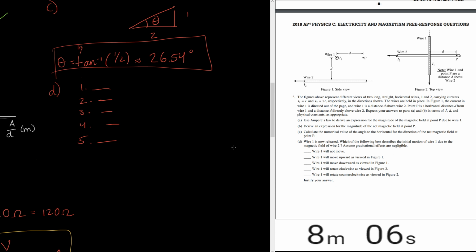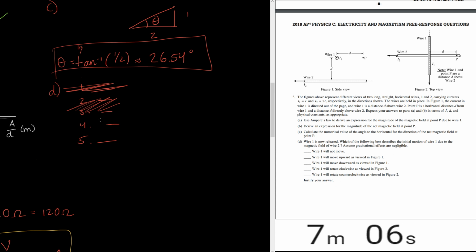So wire 1 is released. Wire 2 is going to have a magnetic field, and the magnetic field is going to spin wire 1. I see. So if we do the right-hand rule, wire 2 is going to be pushing into wire 1, and that magnetic field is going to spin it, but not in any of the given axes. Wire 1 will move, so we can safely cross out 1. It will not move directly upward or downwards. It's going to be one of 4 or 5.